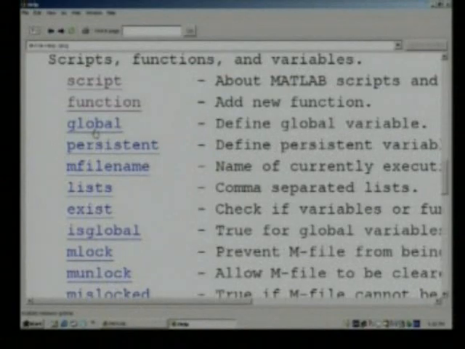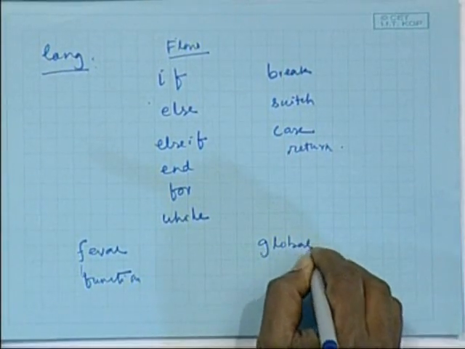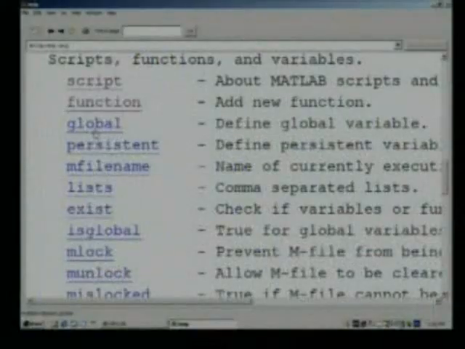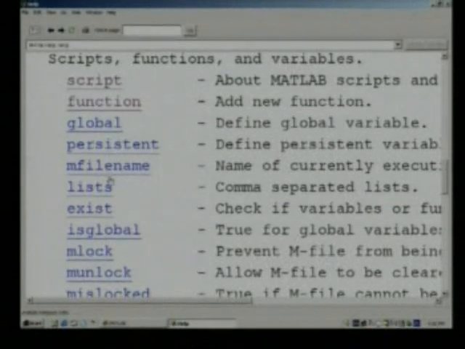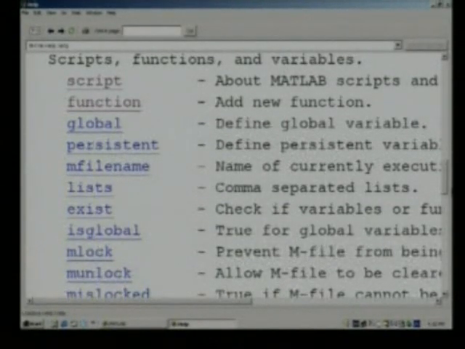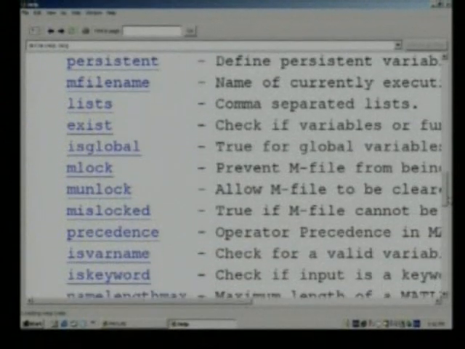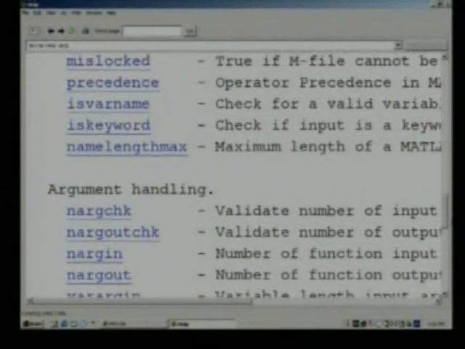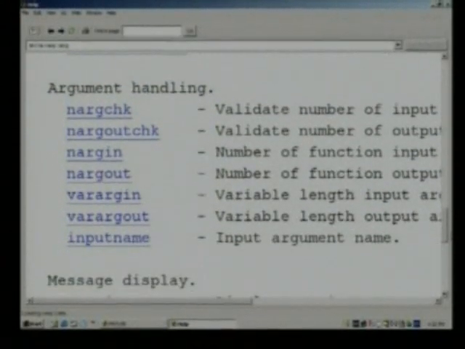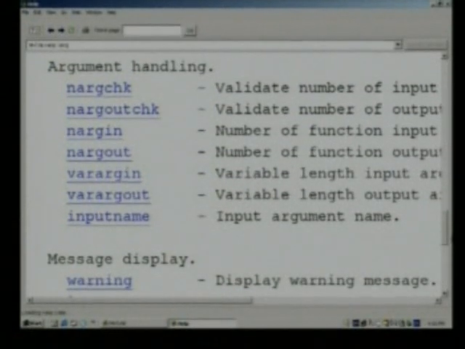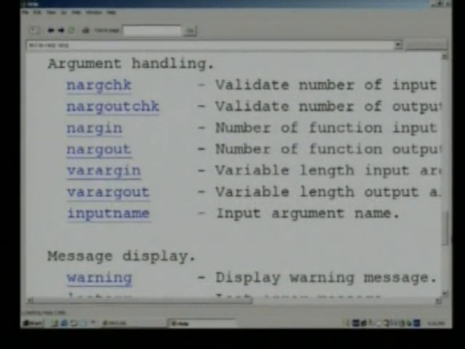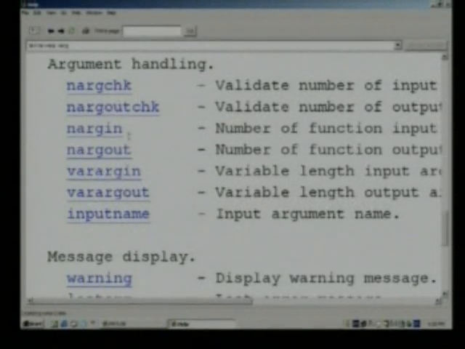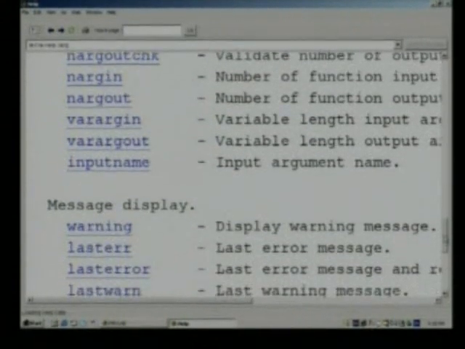Then global is important. Global declares the variable, whether it is local to the function or global, right? Then persistent, this is also important, but all others, m file, list, exist, is global, mlock, munlock, mislocked, precedence, is variable name, these are not at all important. Similarly, argument handling is not important at this point of time, that is number of arguments checked, nargin, nargout, the number of arguments which are in, number of arguments which are out of a particular function. So these are not important at this point of time.